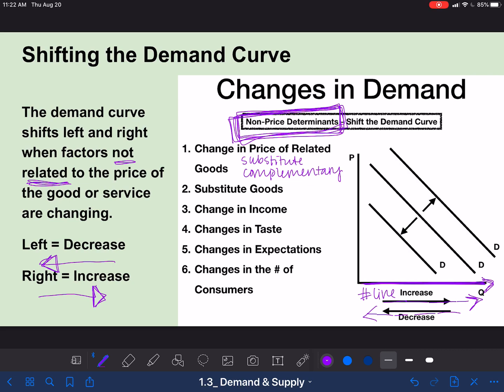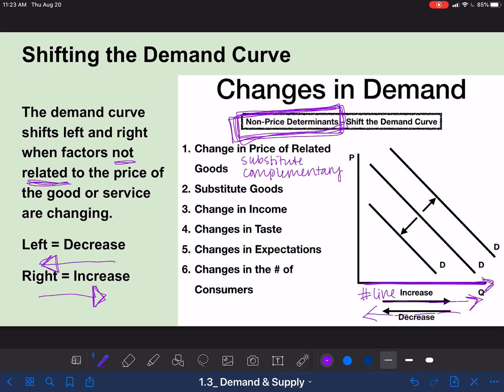Complementary goods are things that go together. So like peanut butter and jelly, bagels and cream cheese, tennis shoes and socks. Other things that go together are like air fresheners and the plugs that go in the air freshener. So those are complementary goods. Change in income is the change in consumer income. So if your income increases, your demand for all goods and services will also increase.